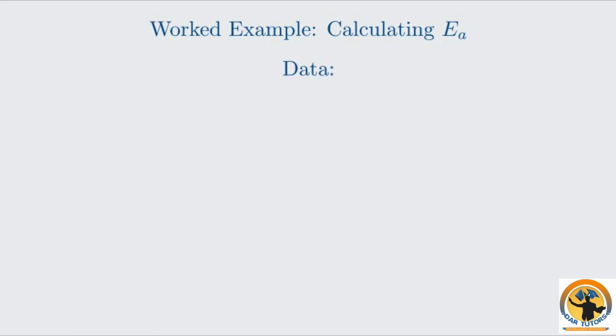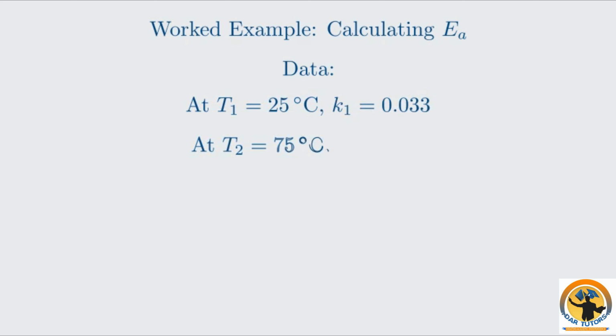Let's work through an example of using the Arrhenius equation to determine the activation energy. We will use the linearized Arrhenius equation to calculate E sub A from two data points. Suppose the rate constant K for a reaction was measured at two different temperatures. At a temperature of 25 degrees Celsius, the rate constant K is 0.033. At 75 degrees Celsius, K is 0.23. Our goal is to find the activation energy, E sub A.